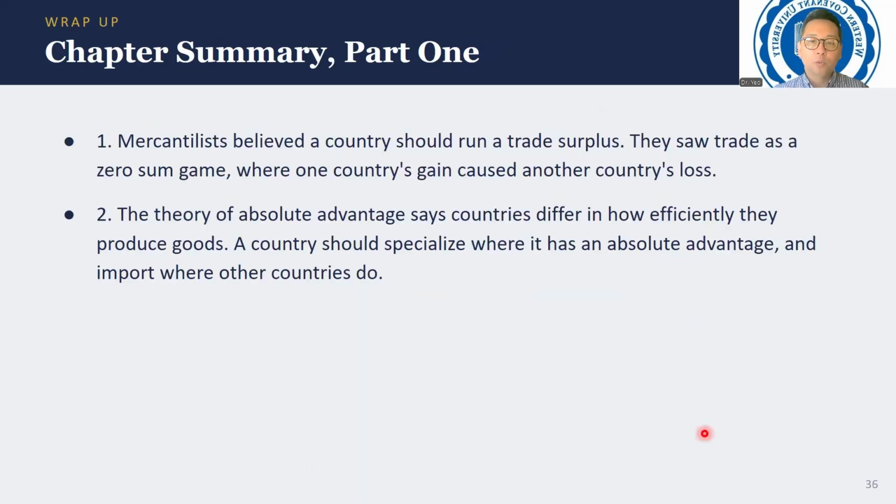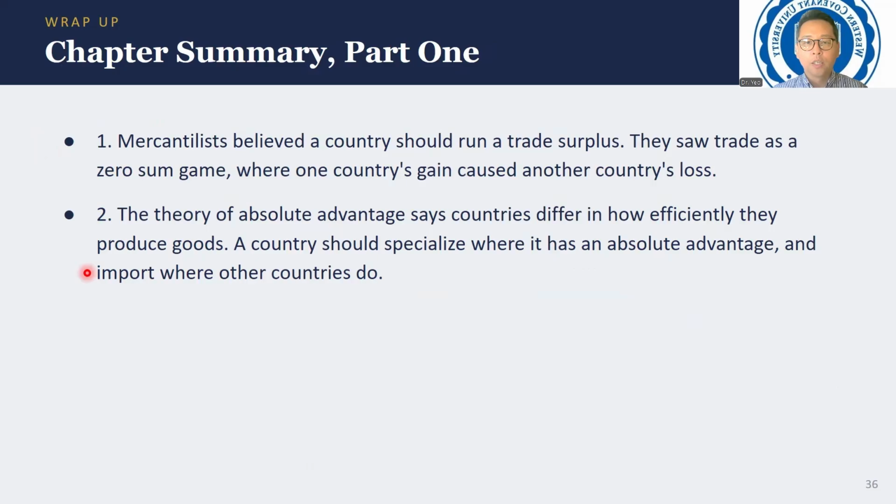Let me summarize what we learned today, point by point. Point 1, mercantilists believed it was in a country's best interest to run a trade surplus. They viewed trade as a zero-sum game, where one country's gain always caused losses for other countries.